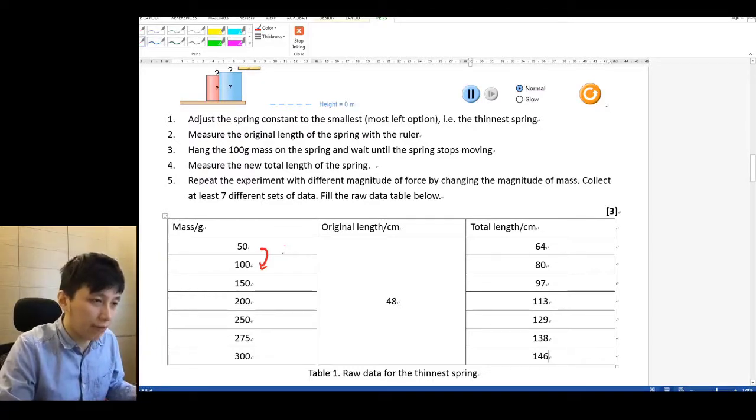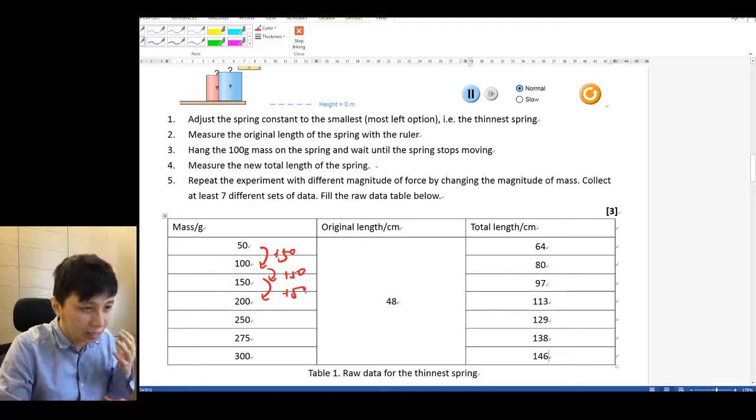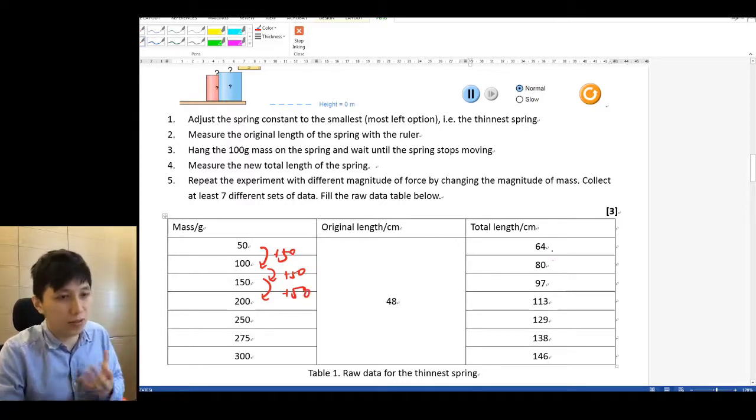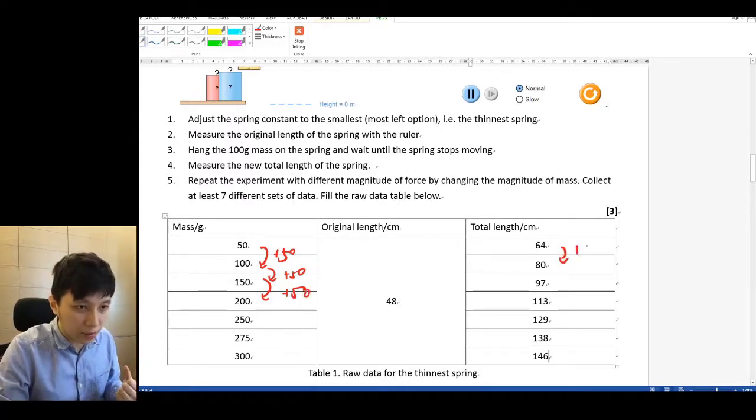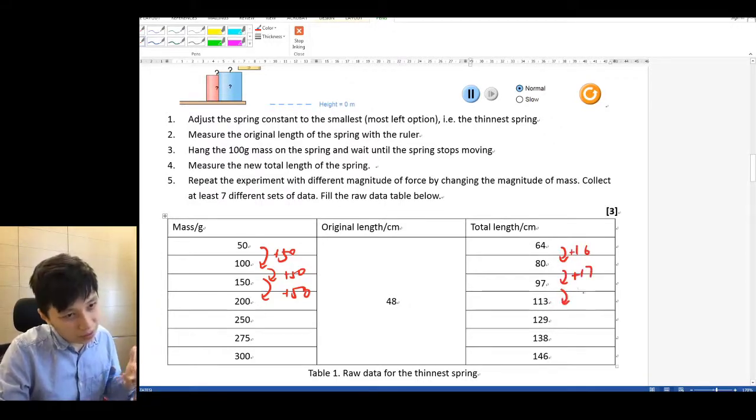And since here we add 50 each time, then supposedly the extension increase would also be the same. So here we see is plus 16, here is plus 17, I guess. Okay, here is plus 16 also, here is plus 16 also, which is pretty good.